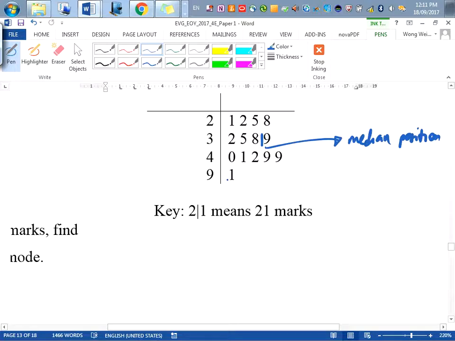After I do that, I find my lower quartile position. 1, 2, 3, 4, 5, 6, 7. This is my middle number. In other words, my lower quartile position. Why 15? Then, now upper quartile. 1, 2, 3, 4. The fourth one.